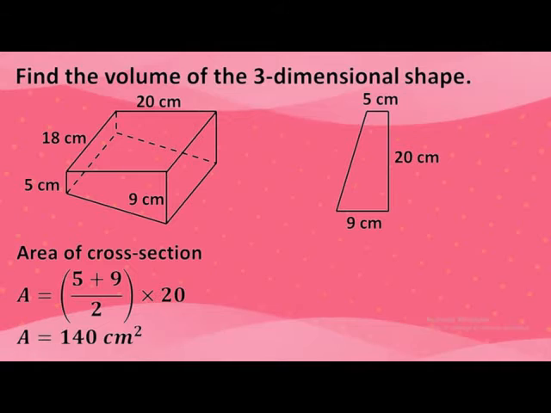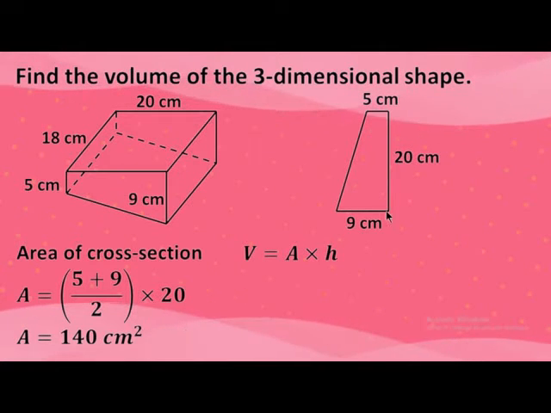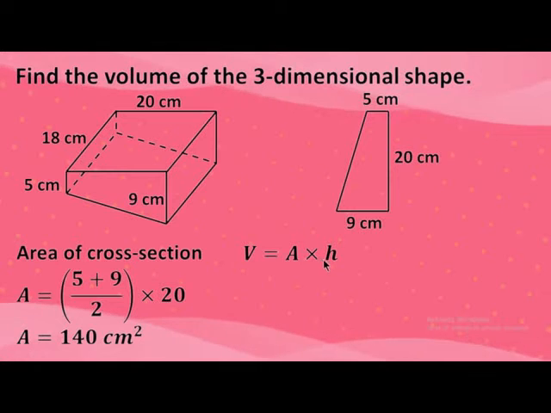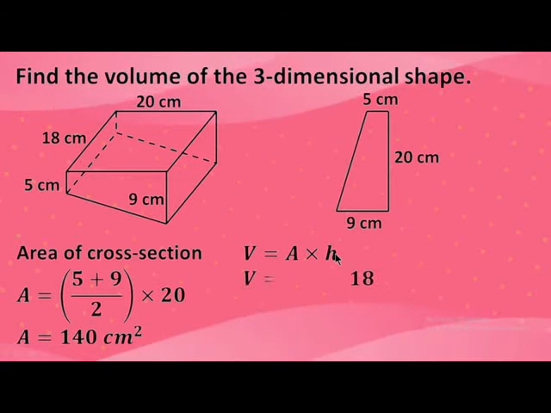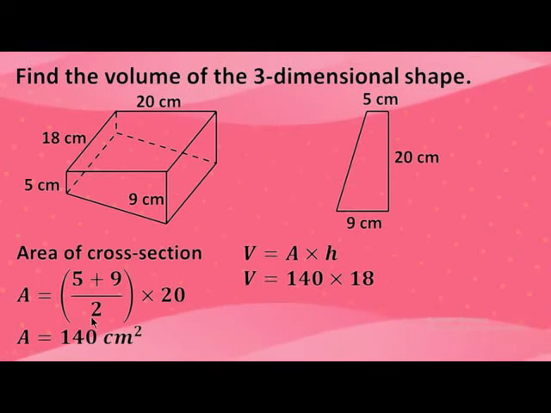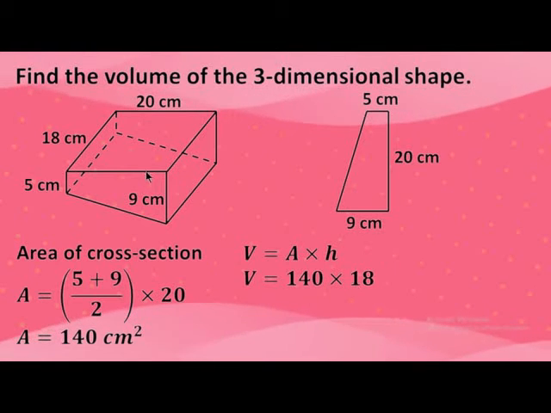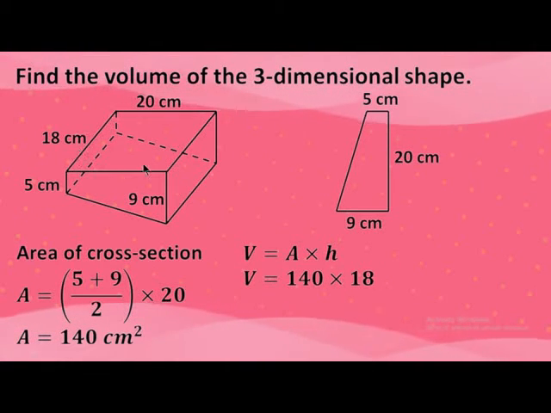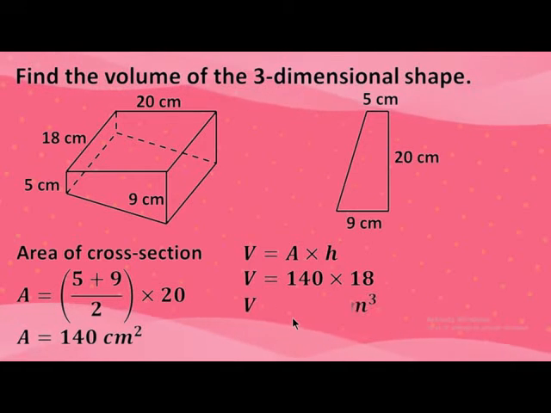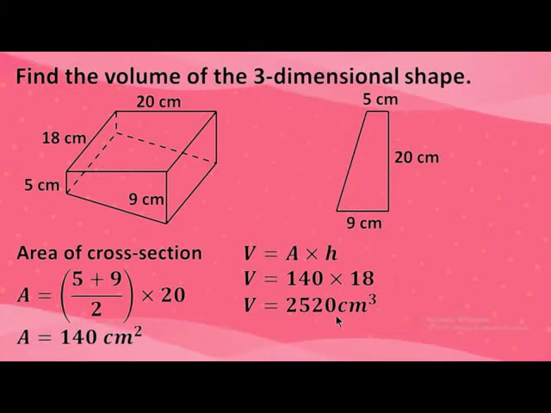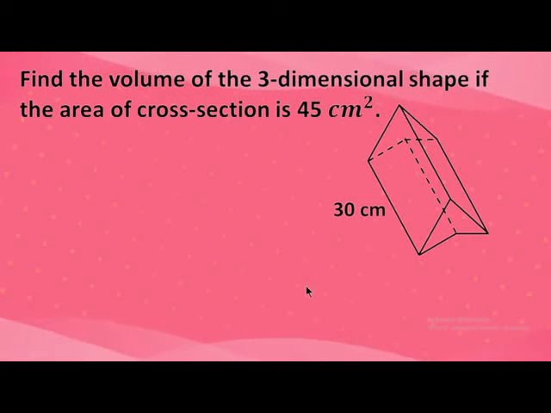Now, as you have probably known, the volume of a prism equals the area times height. In the previous video I said this is the area of the base, but in this particular shape, this is the cross section. So the volume of a prism is the area of the cross-section times the height. So volume equals 140, which comes from the area of the cross-section, multiplied by 18. This is the height, 18. So the volume of the prism is 2520 centimeter cube.